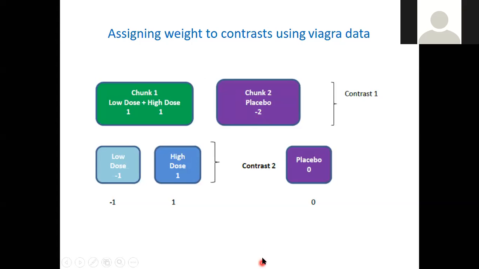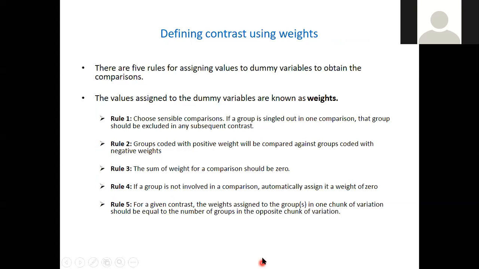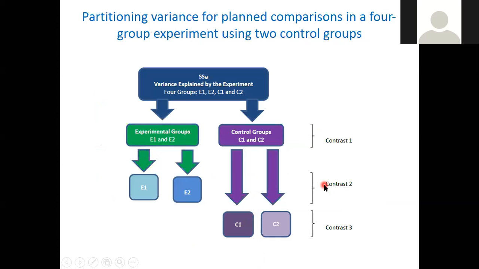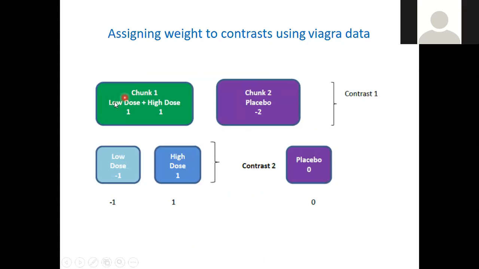Can you see? Now, rule 3: the sum of the weights for a comparison should be 0. In contrast 1, this comparison, the sum is 0 because as much positive as you have, you have negative. So when you sum it together, it should equal 0.